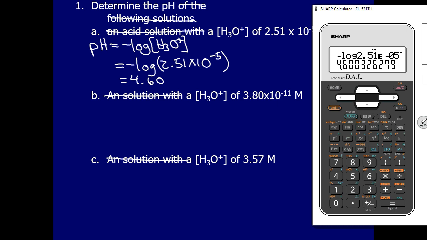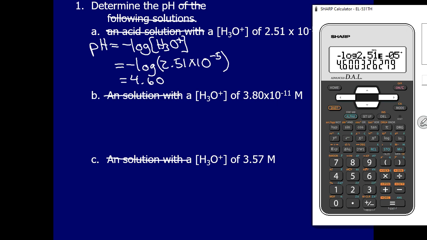Is anybody not getting 4.60? I will leave my microphone here so that we're not recording that. So you're going to go negative, log, and then 2.51. And then EXP. Now your EE, so second function right there. There's your E. Now you put in your negative 5. Equals. So yours is EE for times 10.